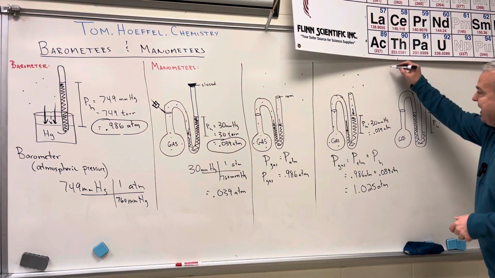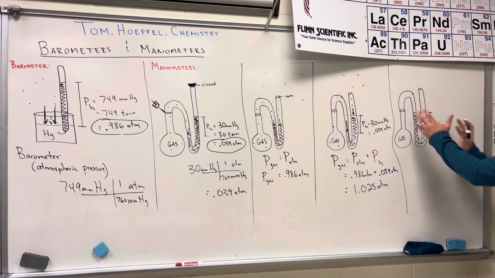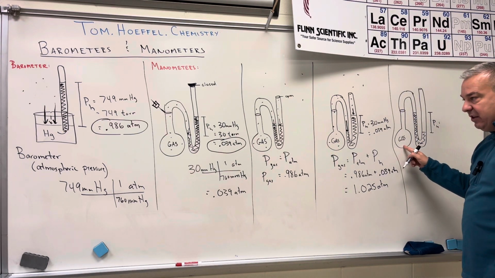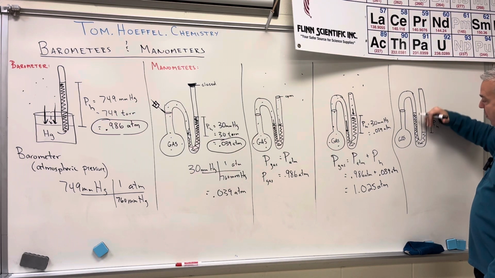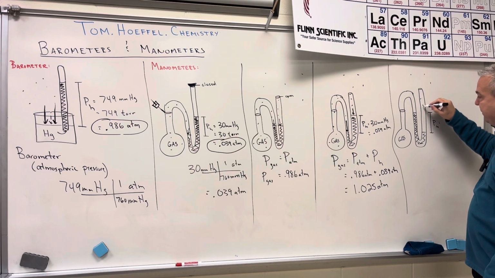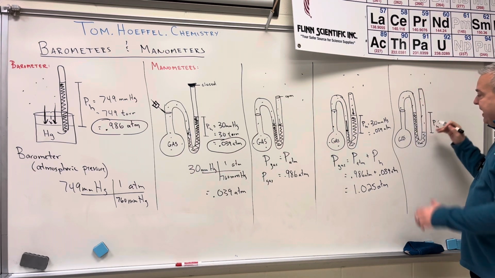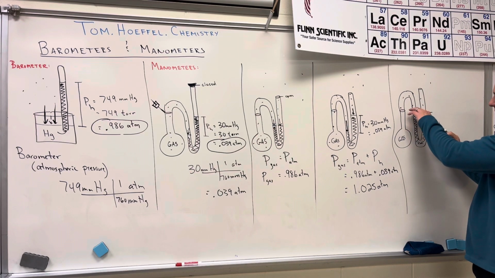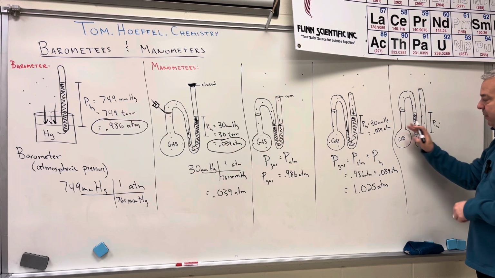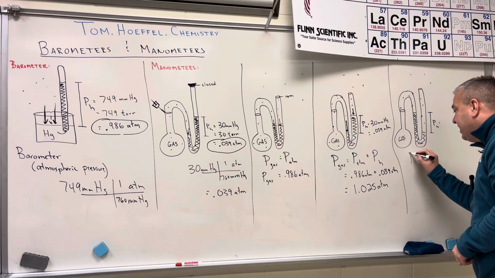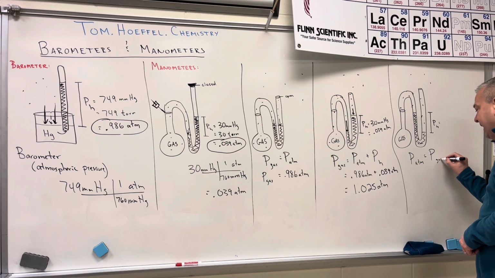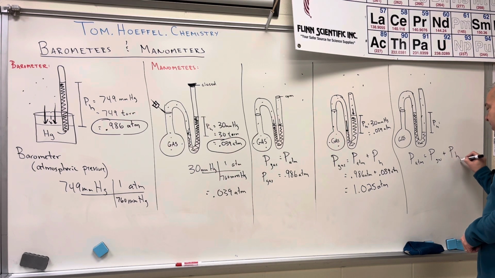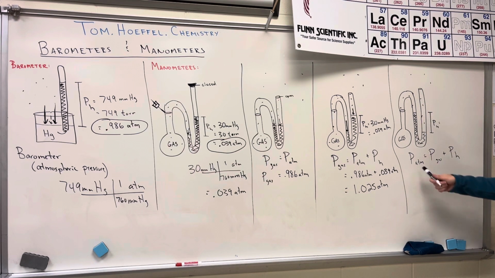We come over here to this last one. Which side looks stronger? Does the gas side look stronger, or does the atmospheric side look stronger? It looks like we're getting more of a push from the atmosphere than from the gas, because it's pushing down on the right-hand side more than on the left-hand side where the gas is. So in this case, the atmospheric pressure is stronger. It's equal to the pressure of the gas plus the pressure of the height difference, because the atmospheric pressure is equal to the combination of the other two.